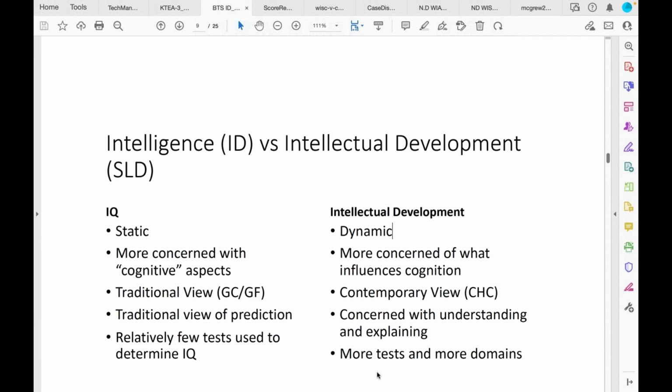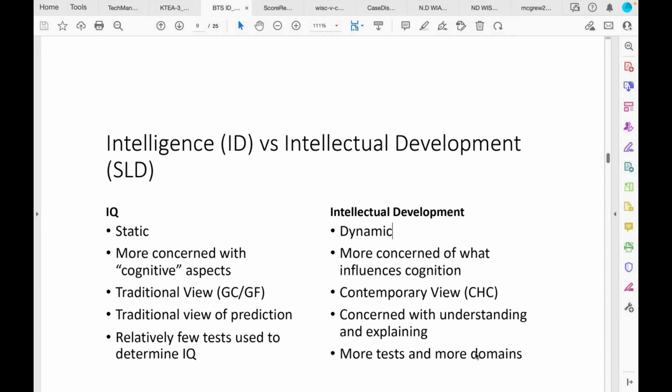And IQ historically has been used over the years as a prediction. We used to use it with SLD. That's when we had the discrepancy model, the simple discrepancy model, and we thought IQ predicted achievement. Well, it does to a degree, but not to the degree where we can reliably say this kid has a learning disability because of that discrepancy, and therefore we abandoned that practice. Now we've brought it back with other types of discrepancies, but IQ is traditionally viewed as a predictor of a lot of life outcomes.